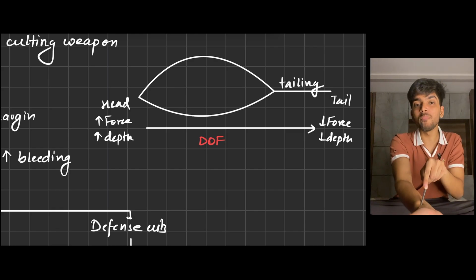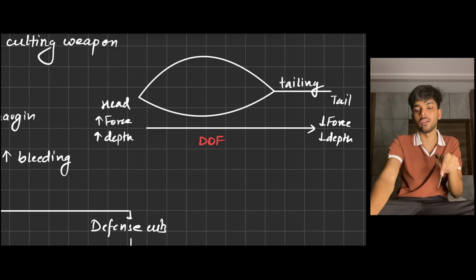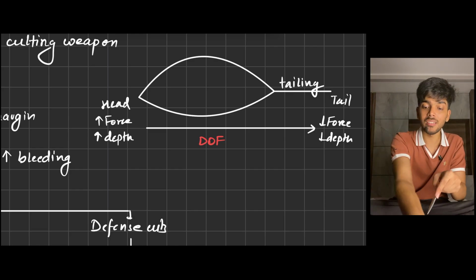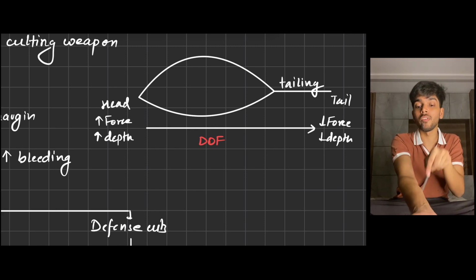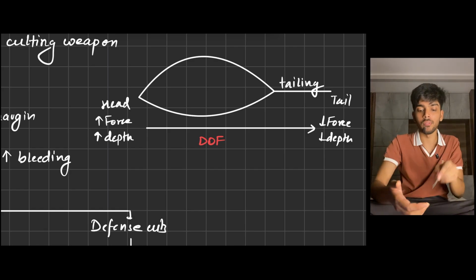First, application of high force, large depth. Then as you incise, the weapon is lifted up, the force decreases, the depth also decreases, and tailing occurs. That is why the direction of the force is also from head to tail, from more depth to less depth, from the start to the tailing.